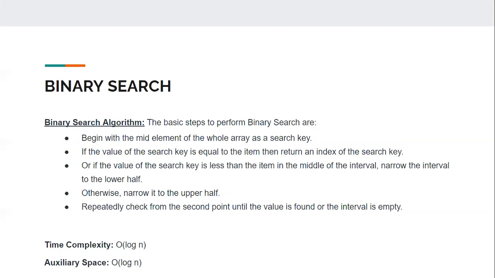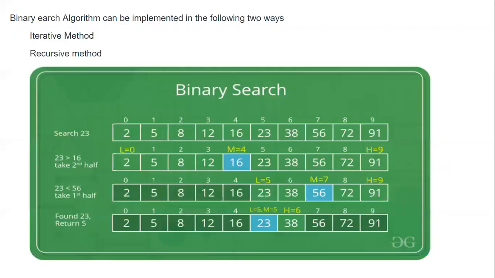Time complexity for binary search is O(log n), and auxiliary space complexity is also O(log n). So the binary search algorithm can be implemented in two ways. They are the iterative way and the recursive way.